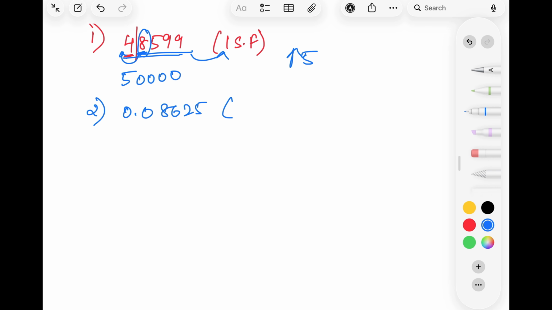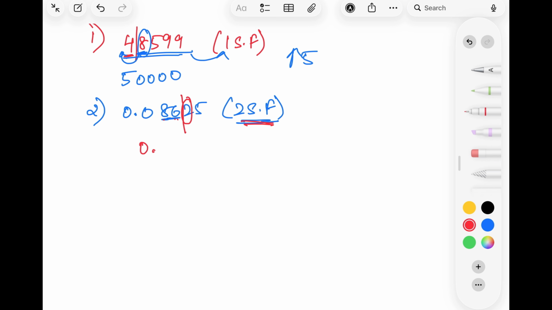Now second, let's take up a decimal point example, 0.08625, and we will find it up to two significant figures. So we have to find this correct up to two significant figures. As I told you, leading zeros are not significant, so these two are not significant, but these two numbers are significant. So as we need two significant figures, we will put a line after the second significant figure. Then we check the next number, that is 2, which is less than 5. So we will keep this 6 as it is.